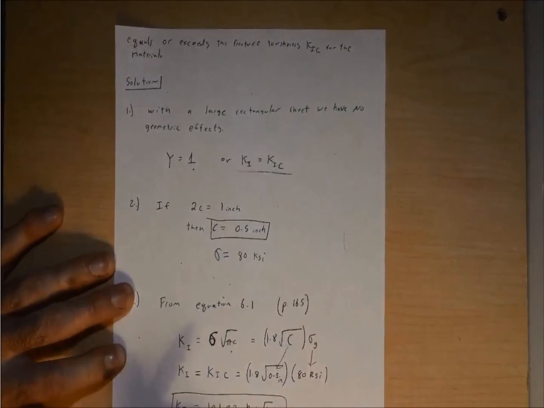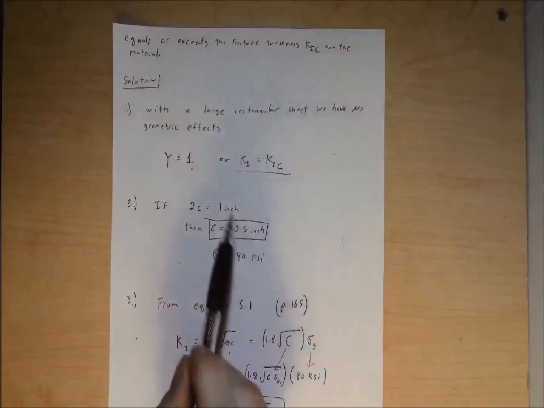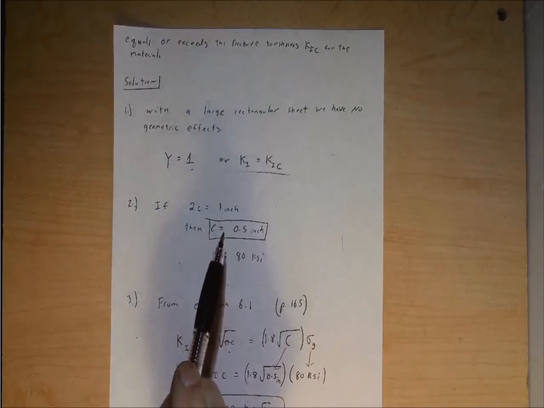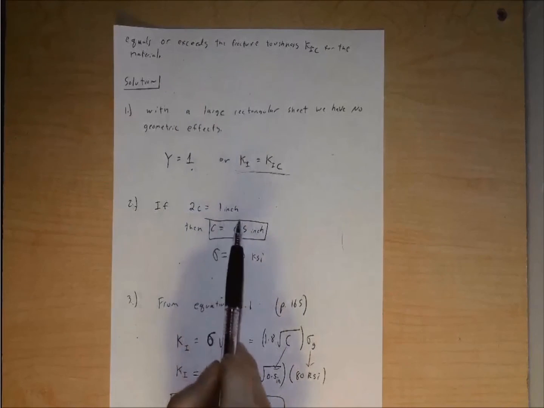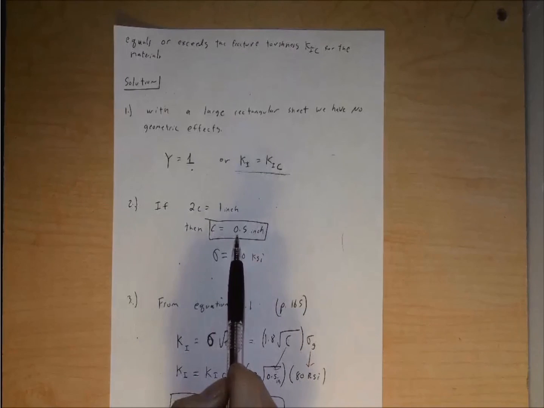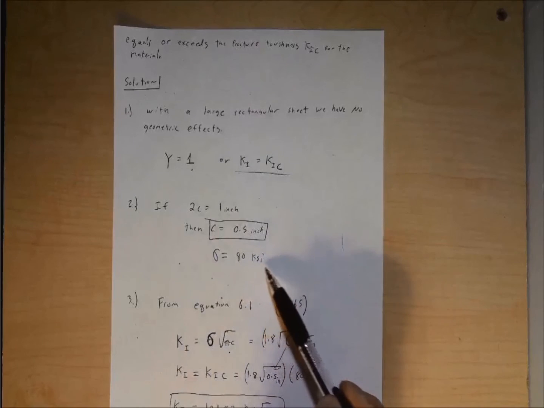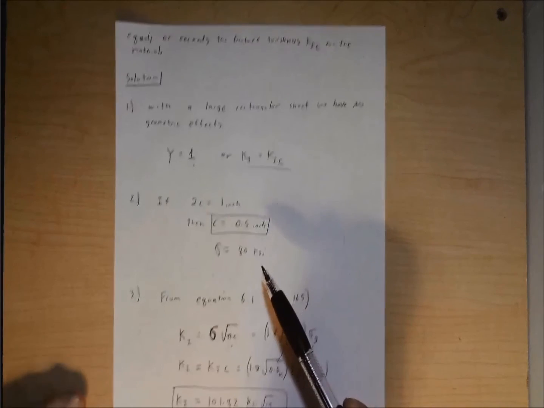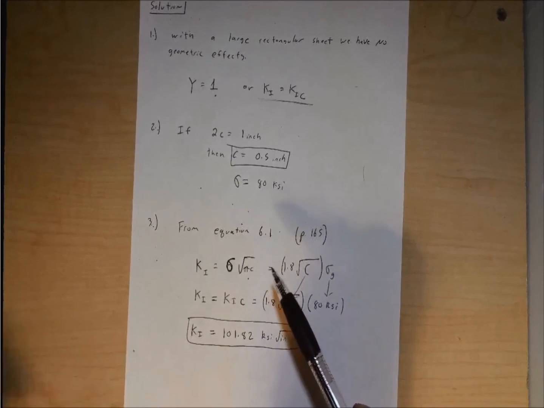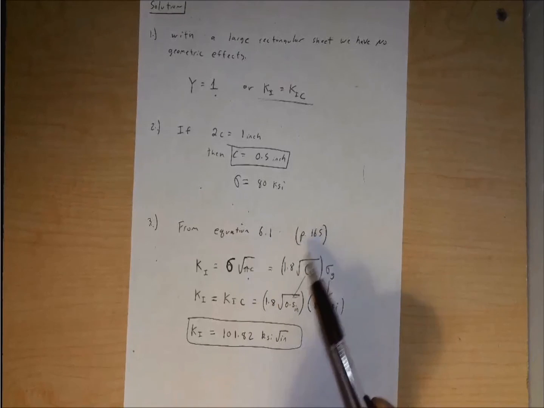So the next step in our solution is we take a look at some of the given geometries of the diagram. So we know that 2c is equal to 1 inch. So if 2c is equal to 1 inch, then our c value is equal to half of an inch. We also have our value here of KSI, which is given to us in the problem statement. So then we can jump right to those two equations I just mentioned, 6.1 and 6.2, look through that, and these are given on page 165 of your textbook.